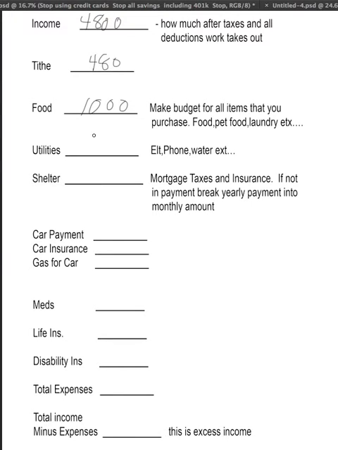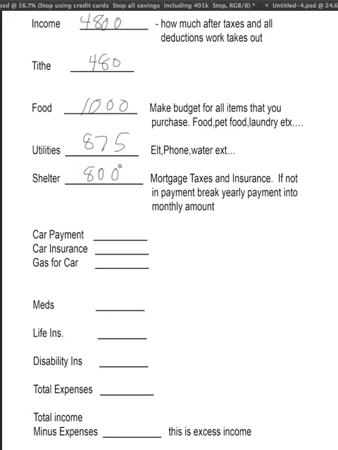Now, for their utilities, that was $875. So that's just, their electric bill was $250, phone bill was $210 or $215 because that's a cell phone, and then their cable and water bill and their gas bill is all in there. So remember that. Now, their shelter, they are buying, so their taxes and insurance were already in the mortgage.